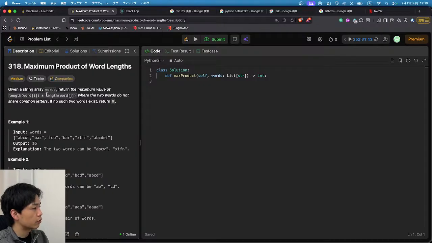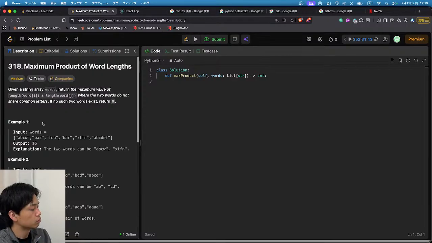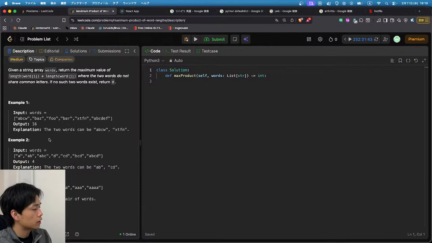Given a string array words, return the maximum value of length of word i times length of word j, where the two words do not share common letters. If no such two words exist, return 0. So example 1.